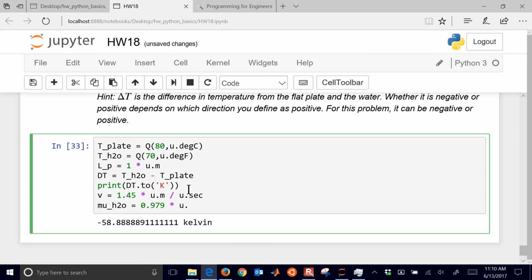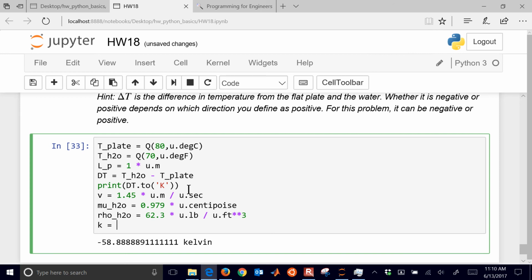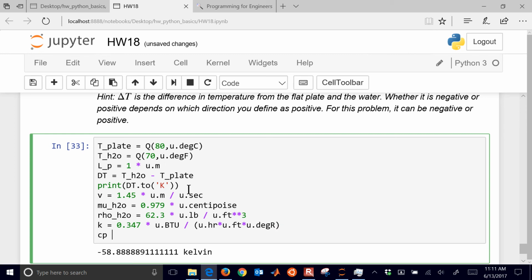0.979 times U dot centipoise. Okay, that's a unit of viscosity. And then my density, we showed density before, 62.3. And then I'm going to do pound per foot cubed. Okay, and then thermal conductivity, 0.347. That's going to be BTU per hour times foot times degree Rankine. Okay, and then the heat capacity. This is all for the water.